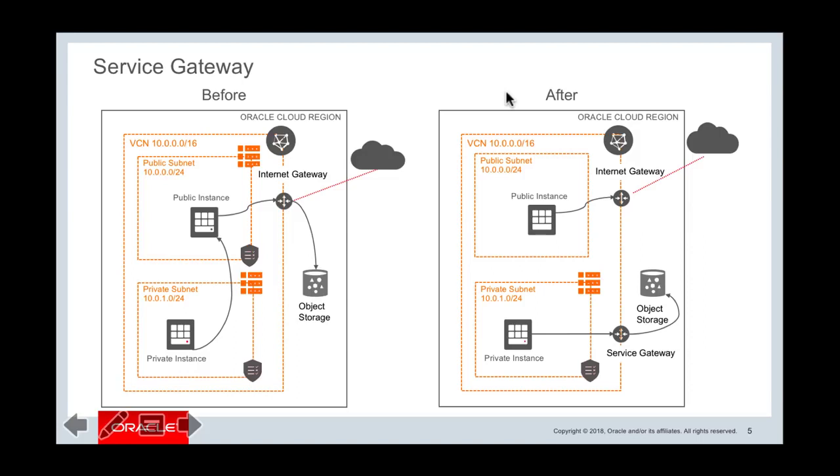Afterwards, with the service gateway feature, you can have your public instances in your public subnet. They can have public IPs and access the internet using the internet gateway. And you can have your private instances like database systems in your private subnet with no public IP or access from the public internet. And they can access the public endpoints of object storage via the service gateway. And once again, when you access the public endpoints of object storage, your traffic never traverses over the internet. It takes the internal backbone of the Oracle network.